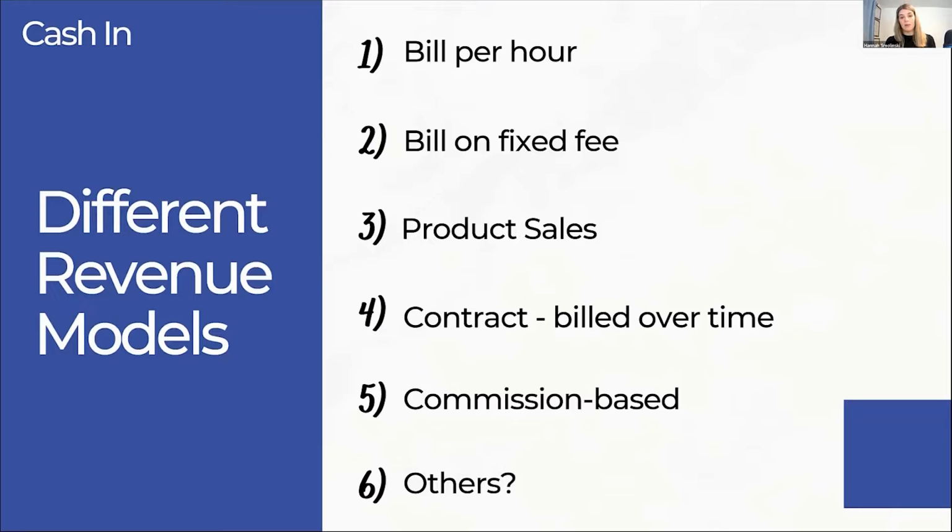Another really common revenue model is bill on a fixed fee. That's something like what my business does, where we have CFO services on a flat rate that we've determined on a monthly fee. Product sales. So if you are selling anything individual, if you're e-commerce, if you're a brick and mortar store, product sales is that point of sale. When someone walks in and they buy something, you get the money. We've also got contracts. There's a bunch of different ways you can structure a contract, but contracts are typically billed over time, over some sort of term, for some sort of total dollar amount.